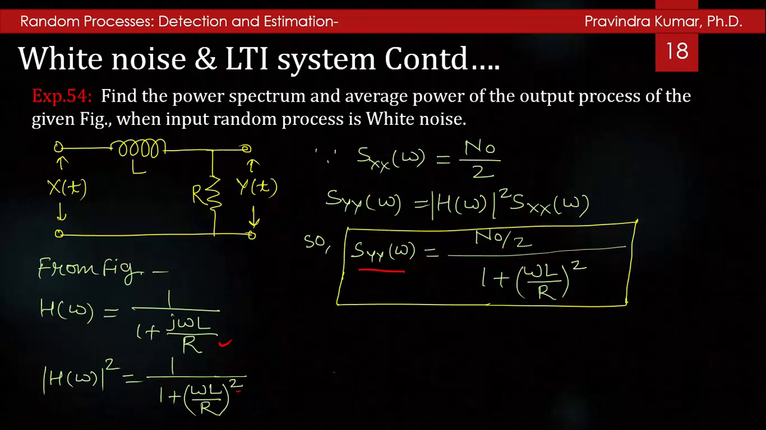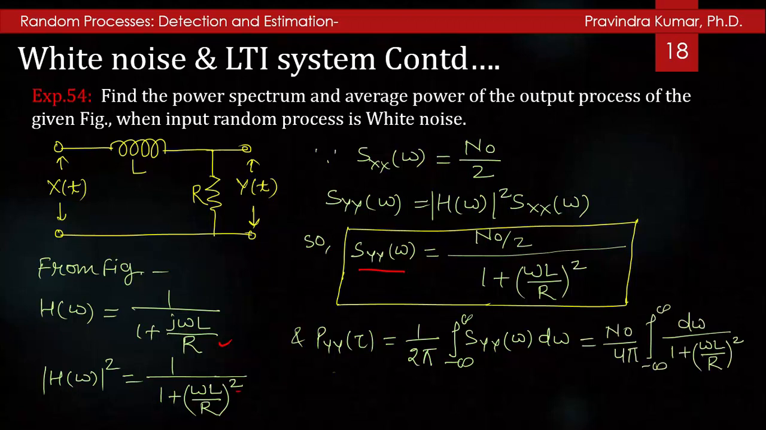And you can find the average power. Average power means you have to take the inverse Fourier transform of this power spectral density. You will get the autocorrelation function, and the autocorrelation function at zero time lag will be the average power. So it will be 1 upon 2 pi times the integration from minus infinity to infinity of Syy(omega) d omega, and you can calculate this. It will be N naught R upon 4L for this type of system.